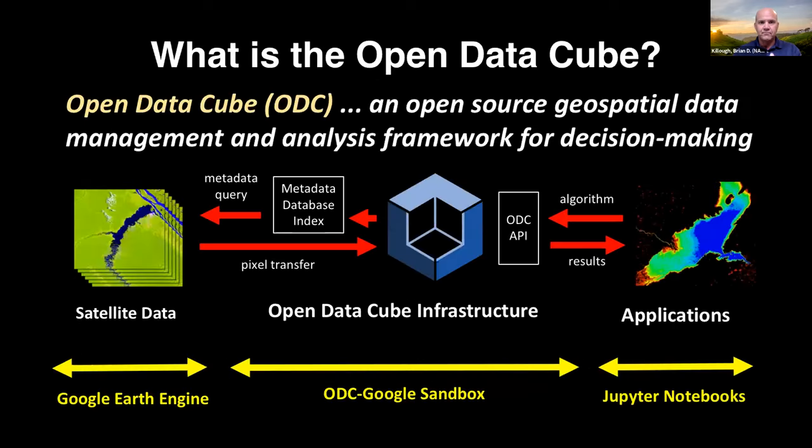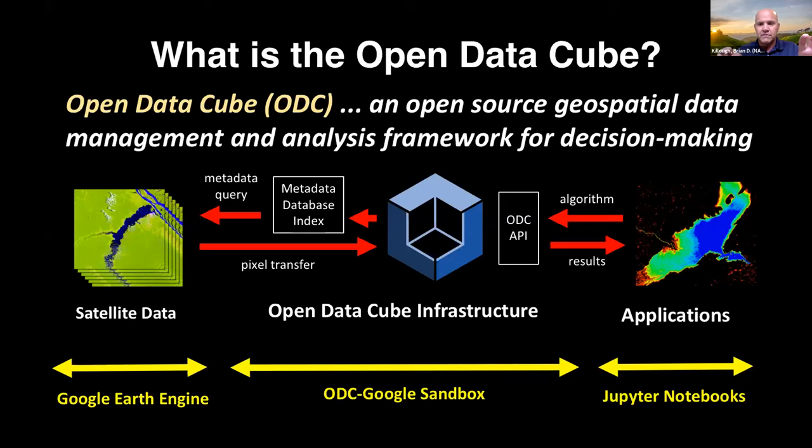So the core of all of this and what we're doing is the Open Data Cube. Some of you may have heard about it, others may not, but this is an open source data management structure and analysis framework. This is really the glue in the middle that connects the applications that we do with Jupyter Notebooks, working with Earth observation satellite data, and connecting those applications to the satellite data that you see all the way on the left.